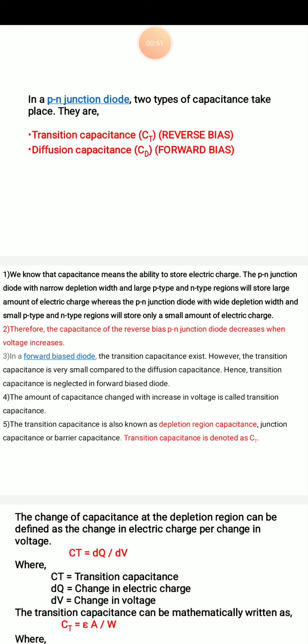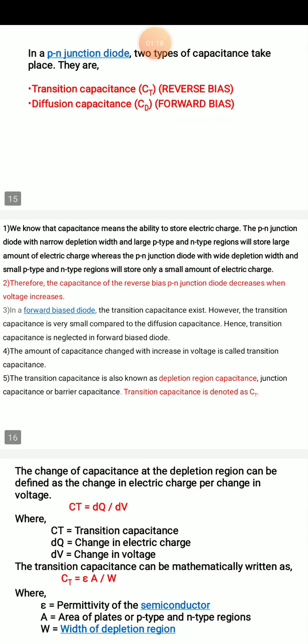So this is the introduction section. Transition capacitance, mentioned as CT, is particularly used in the reverse bias operation of a PN junction diode, and diffusion capacitance, CD, is particularly used in the forward bias of the PN junction diode. We know that capacitance is the ability to store some sort of electric energy.